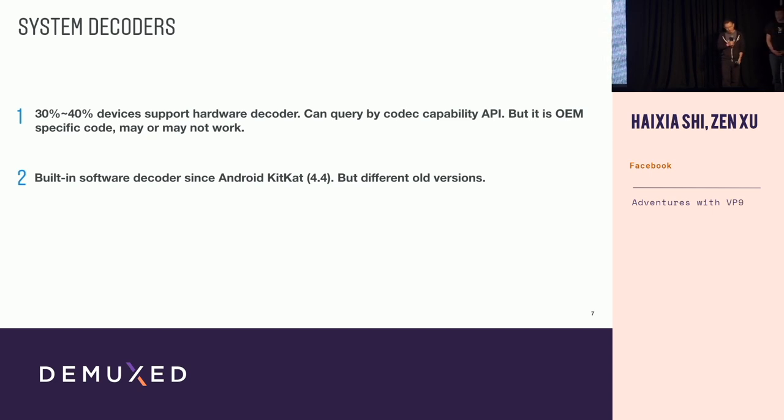Let's look at the system decoder first. About 30 to 40% of devices support a hardware decoder. We can query this through the API, but since it's an OEM-specific codec, it may or may not work. And Android devices with version 4.4 and above have the built-in software decoder included, but there can be many different older versions.